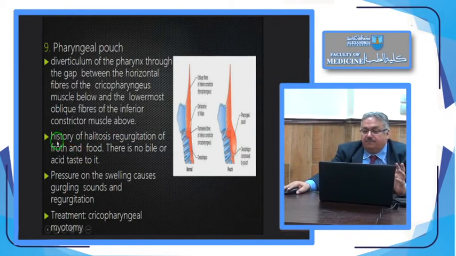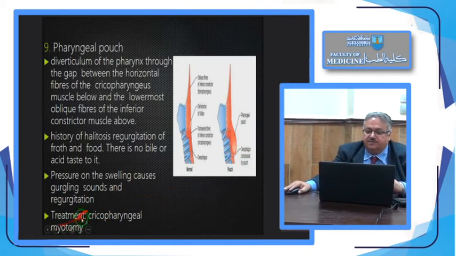Well, so presenting symptoms, halitosis. Why? It contains food, stagnant here in the pouch, so it leads to bad odor, halitosis, with regurgitation of froth and food. And there is no bile in this regurgitation, right? It comes from the pharynx, no bile or acid taste to it. And if you are examining the patient and you perform pressure on the swelling, it causes gurgling sounds and the regurgitation of food inside the mouth of the patient.